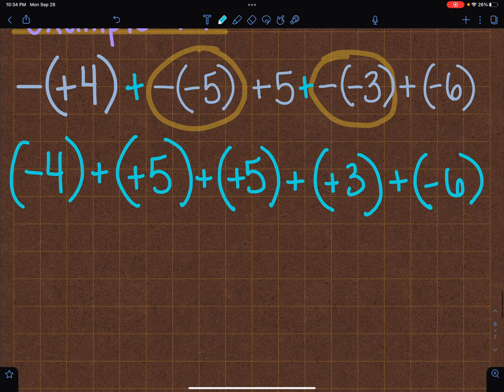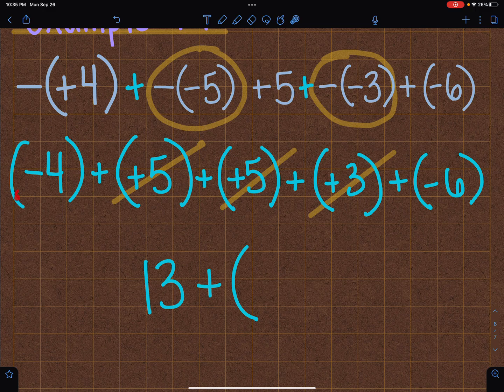Now, let's add all the positive numbers together first. If I do that, I have +5 plus 5 is 10. Plus 3 is 13. So I have 13. Now I add all my negative numbers together. So I have -4 and a -6. That makes a -10. 13 plus -10 is the same as 13 minus 10, and that makes 3.